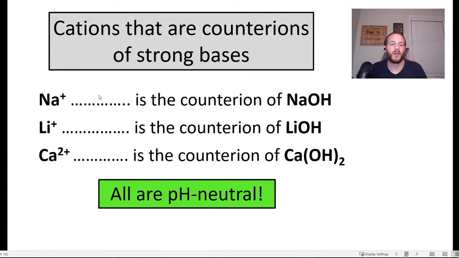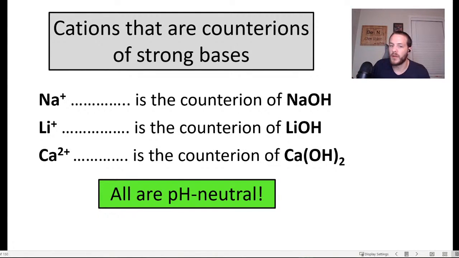All of these group 1A metal, group 2A metal cations are counter ions of strong bases, and all of these are pH neutral, right? They do not react with water to produce more hydronium ion, right? So Elvira says, what qualifies a cation to be neutral? Good question. If your cation is the counter ion of a strong base, then it is neutral. In other words, any group 1A metal or group 2A metal cation, alkali metal or alkaline earth metal cation, is pH neutral. It does not ionize water.